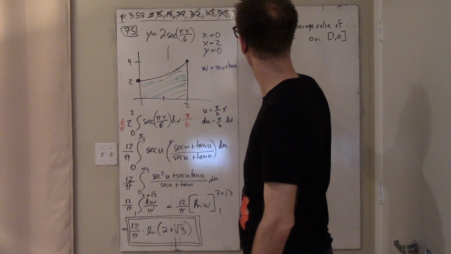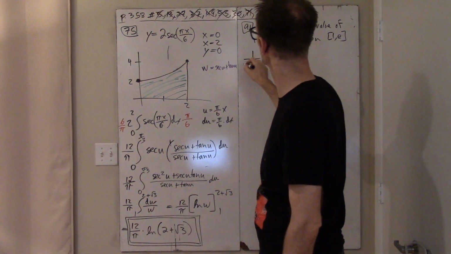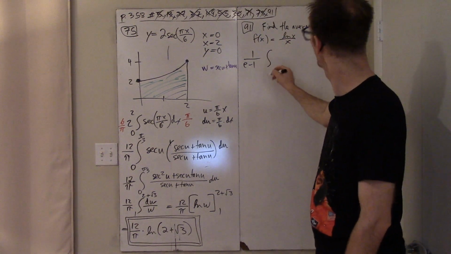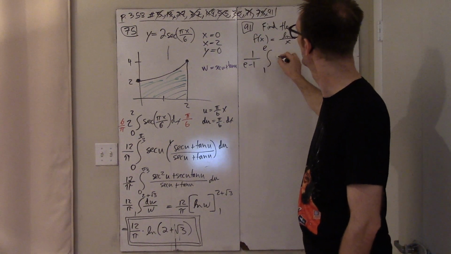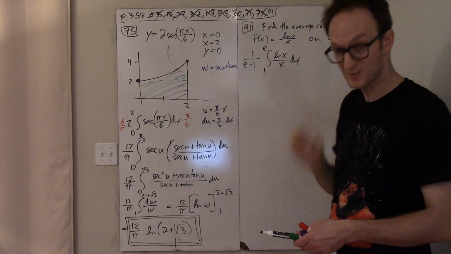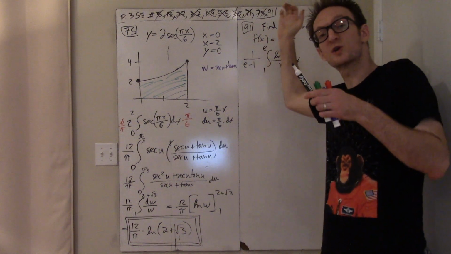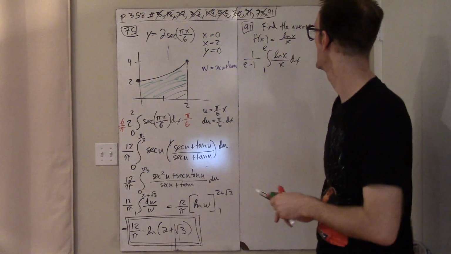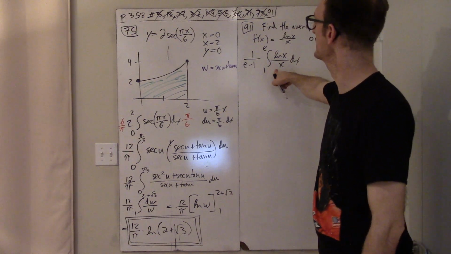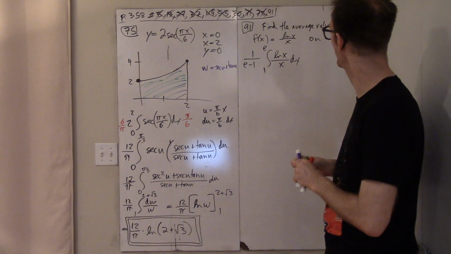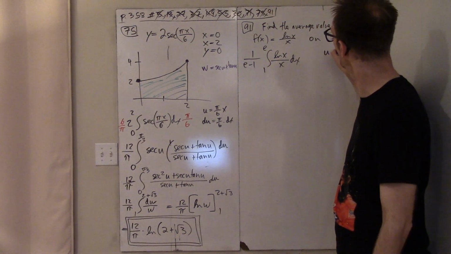Well, it's going to be 1 over the width of the interval, so 1 over e minus 1, times the integral from 1 to e of ln x over x dx. So without reviewing that, that's what average value is. The average value of a function on an interval is just the integral over that interval divided by the width of that interval. So now I just have to figure out what this integral is, but I think I know what to do because we just did a problem like this, or very similar.